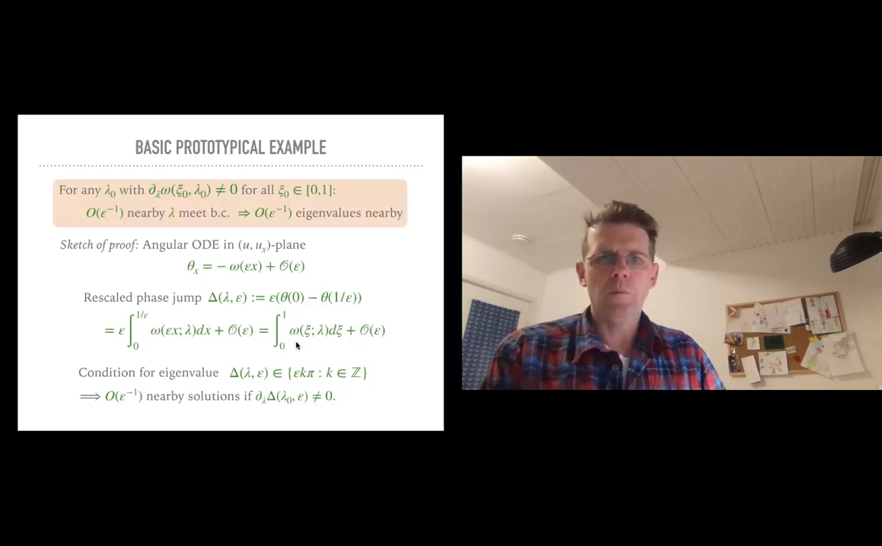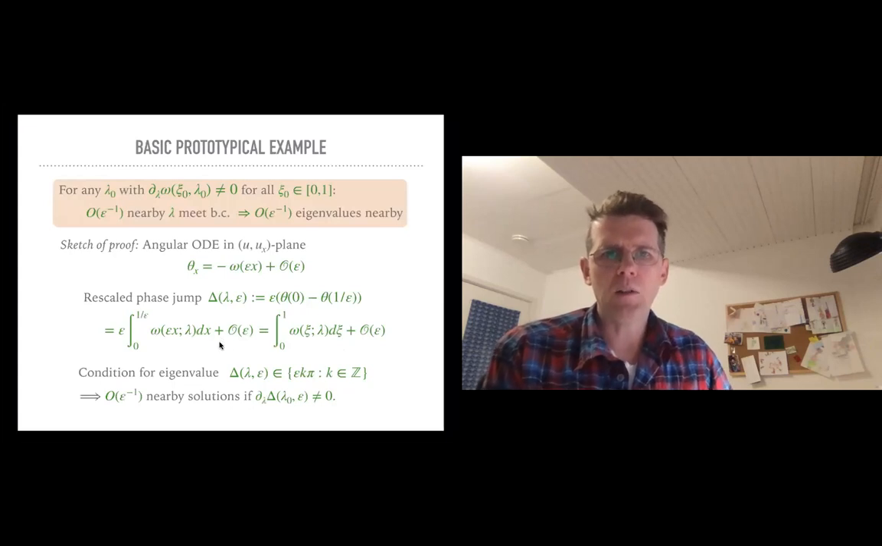So this is just the observation. And how does the phase jump relate to eigenvalues? Whenever we move around by 180 degrees, we meet the boundary conditions again. That means this phase jump of lambda should be in this set: epsilon k pi, where k is an integer. This is a uniformly dense set with distance uniformly epsilon. And we want to hit points in that set by modifying lambda.